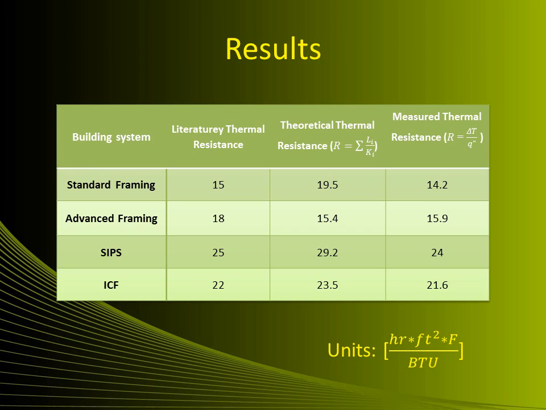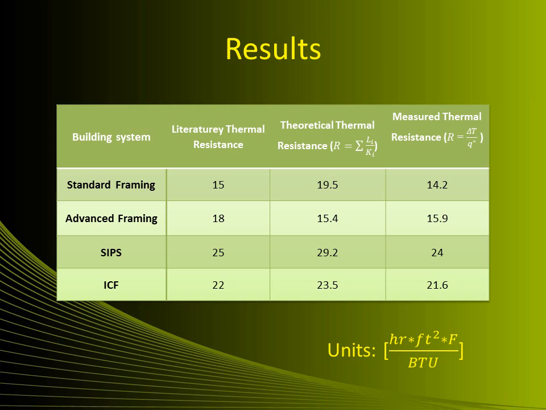Our results compare 3 different sets of R values for the 4 building systems. The literature thermal resistance is the value used in industry. This is the value you would find at a Home Depot. The theoretical value was calculated by dividing the length sum of each layer within the composite by its respective thermal conductivity. And finally, the measured thermal resistance value was acquired using the data acquisition system we designed.